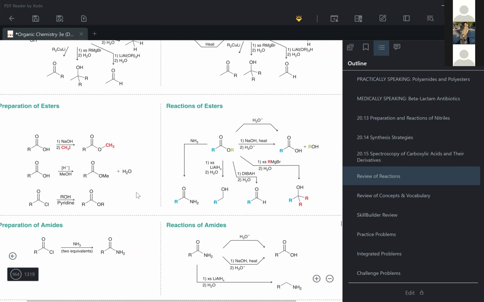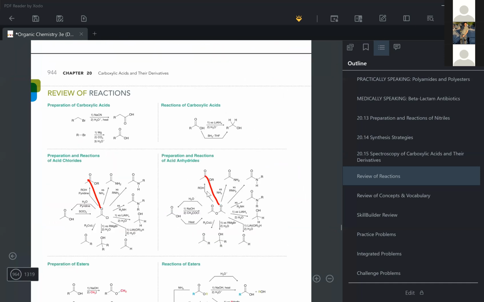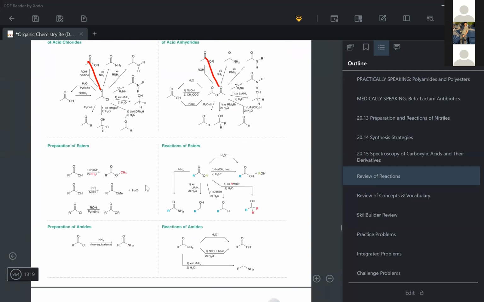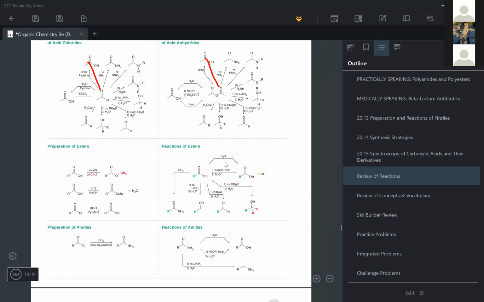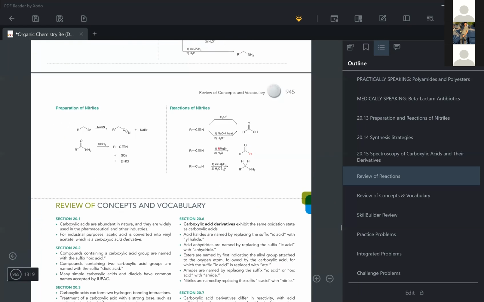Most of this is all repetitive, right? And then obviously you have the preparation and reactions of amides. So as you notice, acyl chlorides and the acid anhydrides are the most reactive, and all of their reactions are the same. So it's really just, like I said, a total of a dozen different reactions, and they're slightly different. Okay. And then you have nitrile stuff there too.